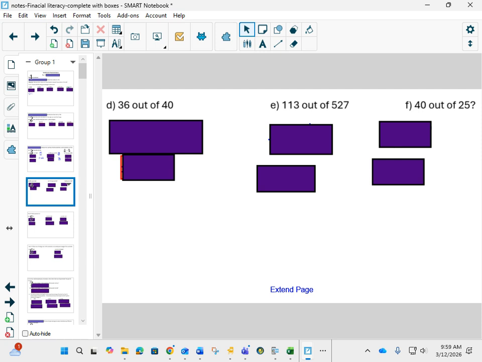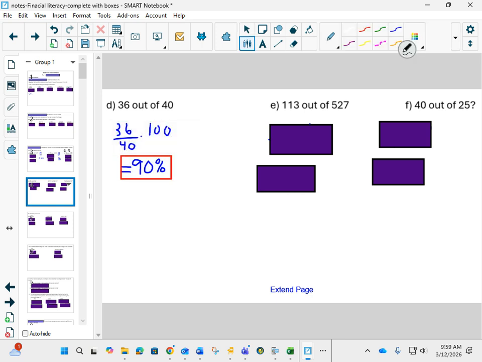Did you get 36 out of 40 as 90%? Okay. Shortcut for this one, check it out. 36 out of 40 if you wanted to do it without a calculator. You can multiply by 2.5, but you could also reduce this to lowest terms, which is 9 out of 10.